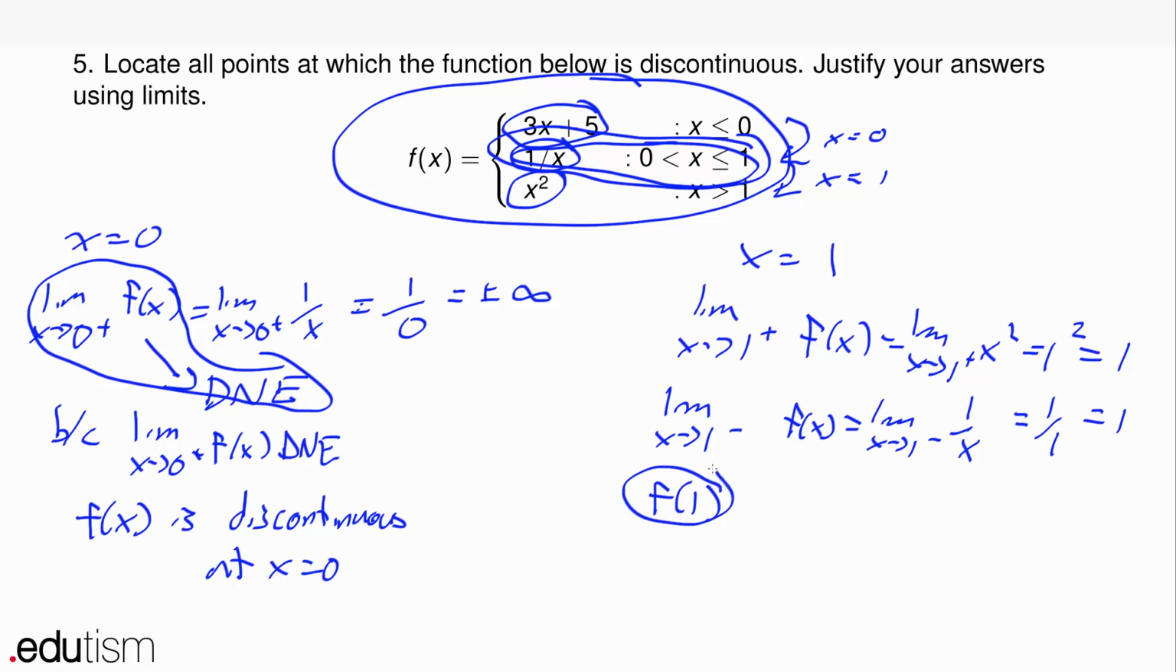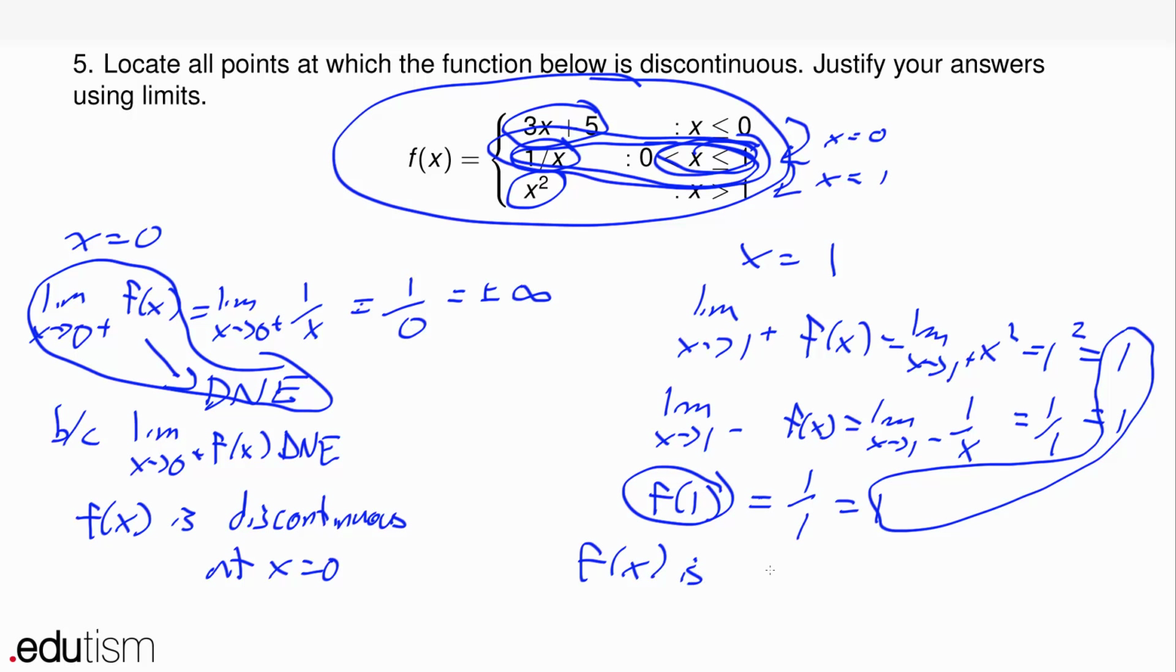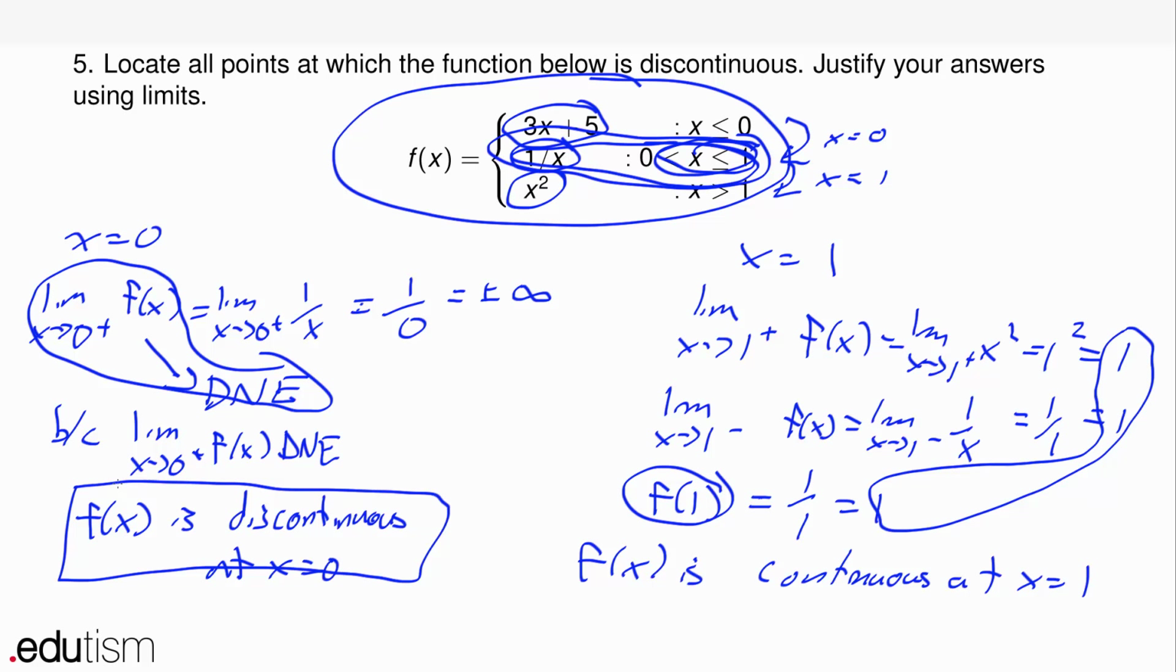Now if I plug in f of 1, then x is actually equal to 1. When x is equal to 1, I use this formula here. So it's going to be 1 over 1, which also gives me 1. Since these three numbers are all the same, f of x is continuous at x equals 1. So the only place it is discontinuous is at x equals 0.